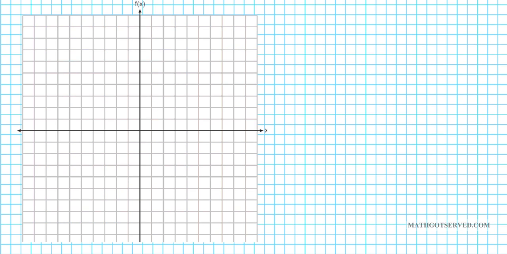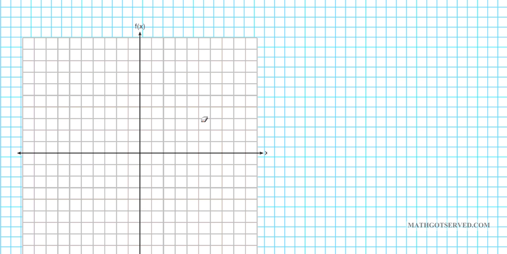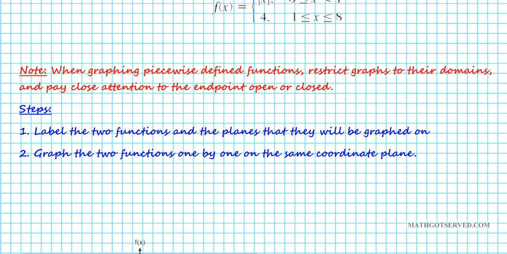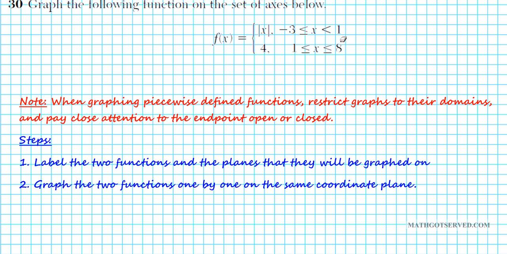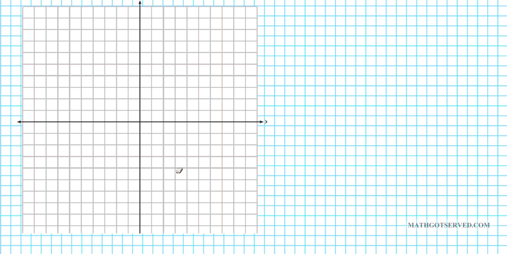Okay, so notice this is a nice coordinate plane we've been provided with. All right, so we want to partition. I want to divvy up my coordinate plane into two regions. You see there's a 1 and a 1 here. That's where the break happens. f of x equals absolute value of x goes from -3 to 1, and f of x equals 4 starts from 1 to 8. Okay, so we're going to break at +1. Let's go ahead and draw our boundary point. That's going to be at +1.